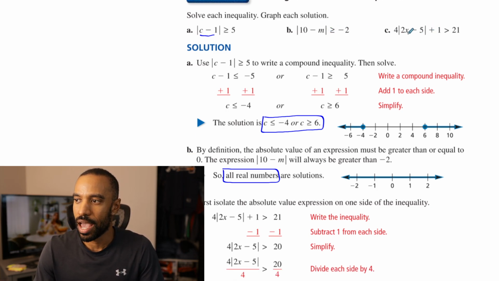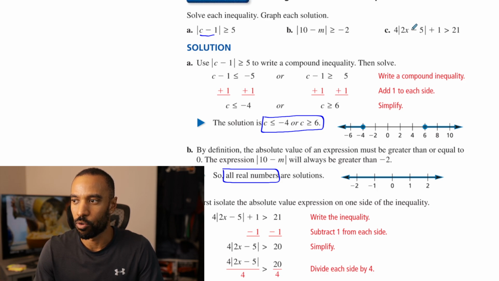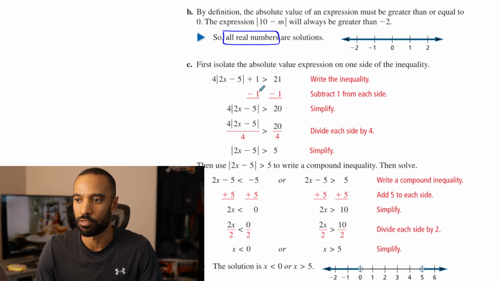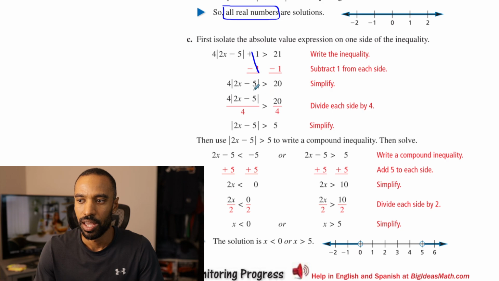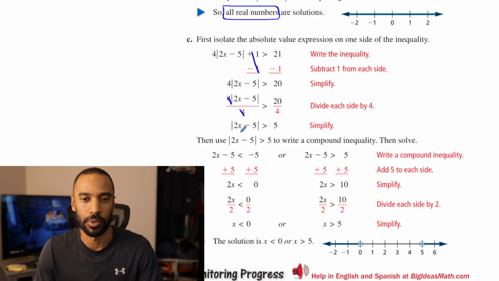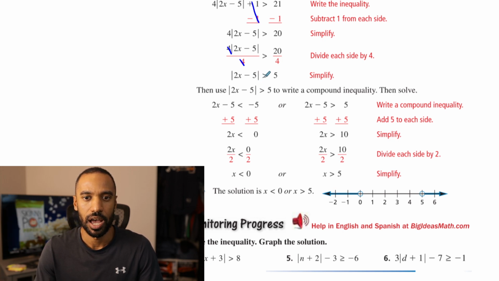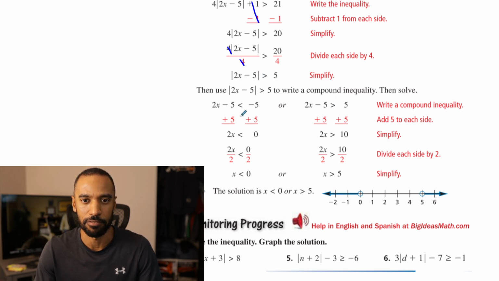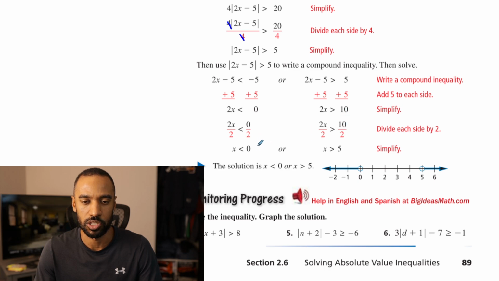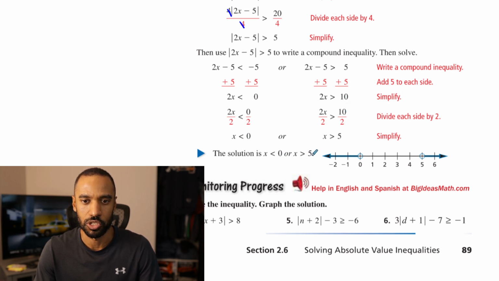Part C. We have to isolate the absolute value before we solve. So check this. They are going to first subtract 1 from both sides and then divide both sides by 4. Now it's by itself, and now we do our setup. We do the split condition of either greater than 5 or less than negative 5, and we solve by adding 5 to both sides, dividing both sides by 2, and now we have the set less than 0 or greater than 5.